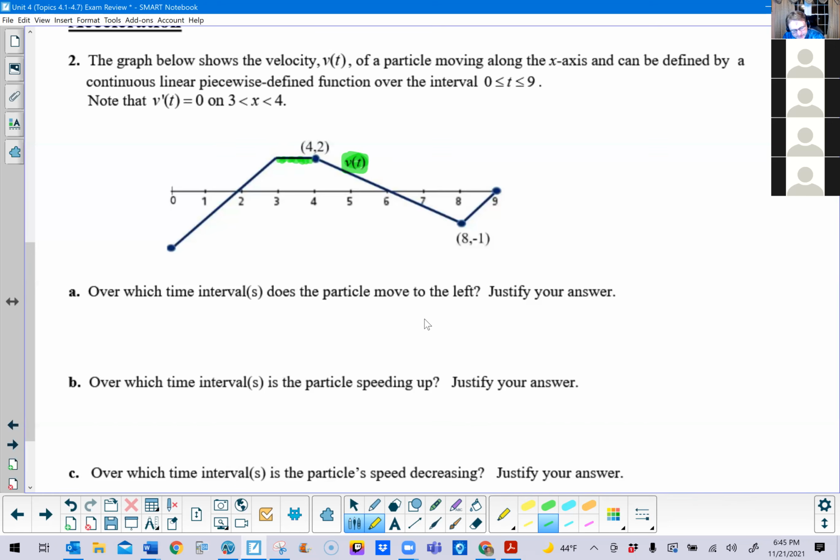So what's the question? Over which time interval does the particle move left? The key here is translation. You take this phrase, particle move left, and translate it into mathematics: v of t less than 0, right?